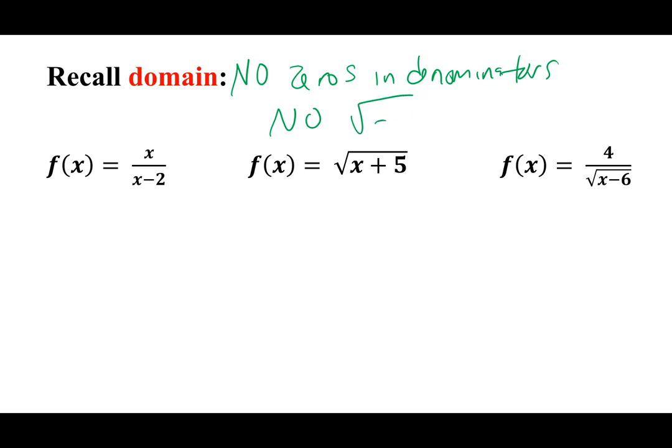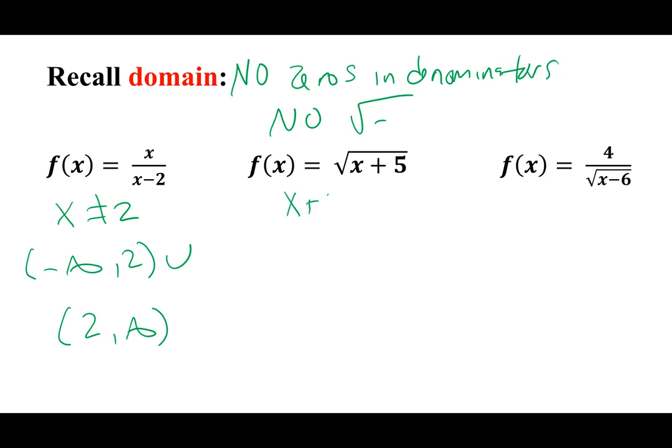So in something like the first one, the only value of x you could not have would be 2. So you would say that the domain was negative infinity to 2, and then 2 to infinity. For the one in the middle, you would say that whatever was under the radical would have to be greater than or equal to 0, which means that x would have to be greater than or equal to negative 5, which means that the domain would be bracket negative 5 to infinity.